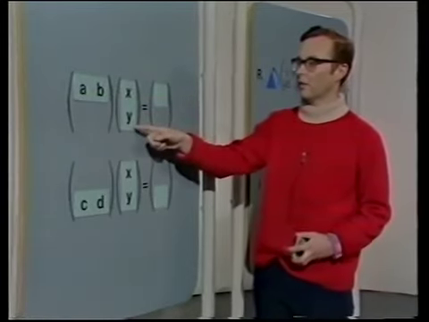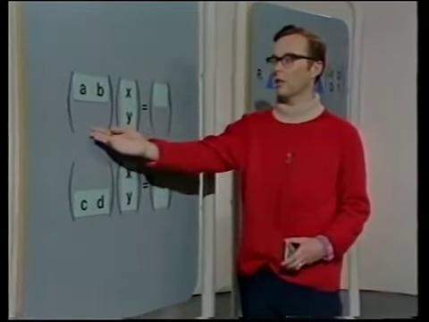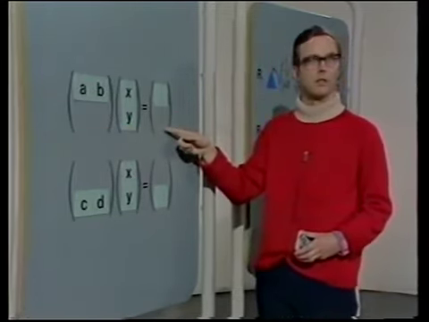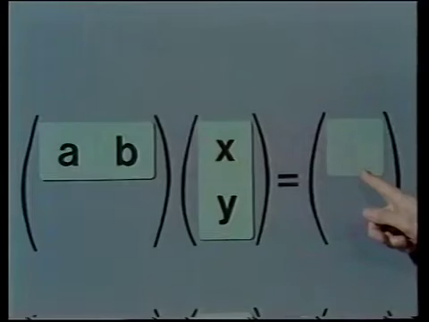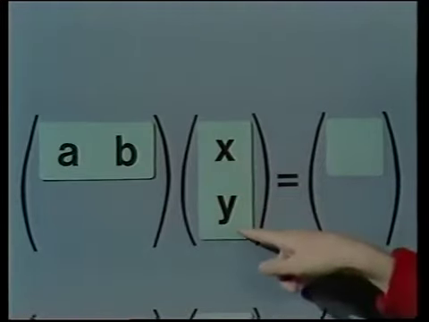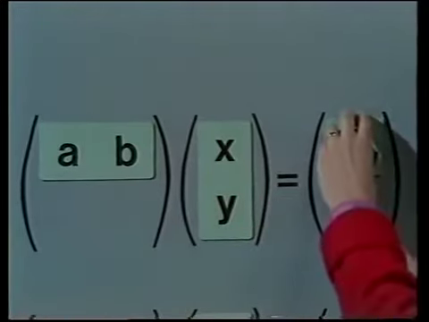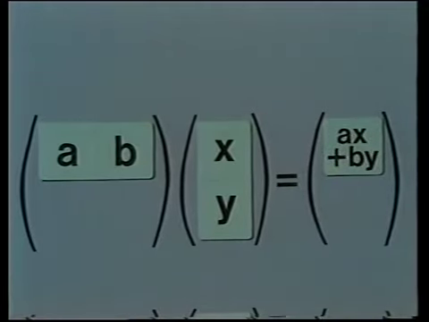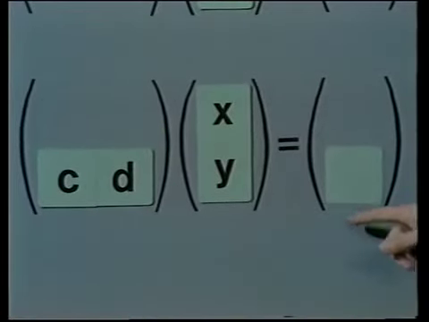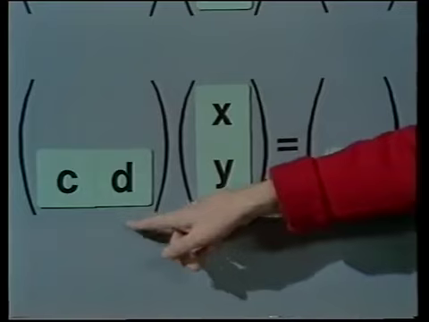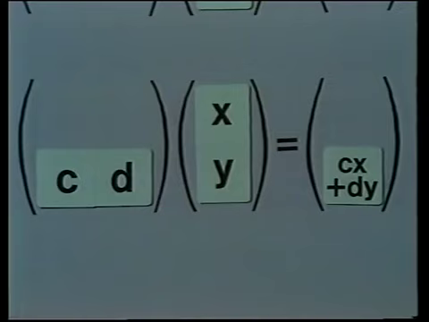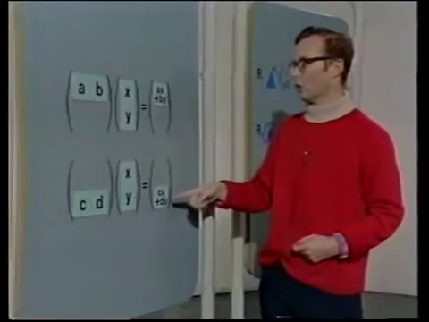If this is my vector, and this is the matrix, then we can calculate the coordinates of the image by using dot products. So to find the first coordinate, we dot the first row of the matrix with the vector, and their dot product is AX plus BY. And similarly, to find the second coordinate of the image, we take the second row and dot it with the vector to give us CX plus DY. So these are the coordinates of the image vector.